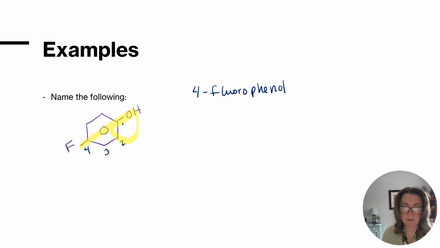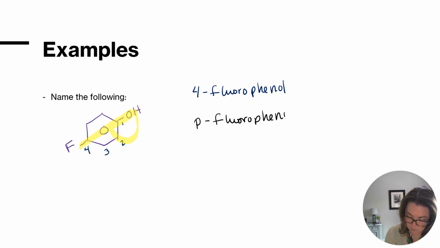If I am looking to name this using my special designation, if you remember these guys being directly across from each other, this is going to give us our P designation. So this would be a P-fluorophenol.